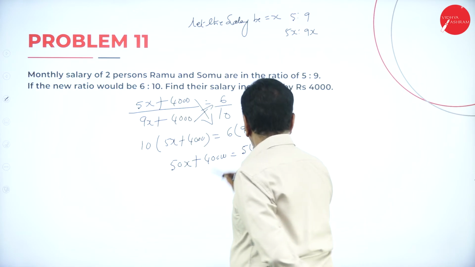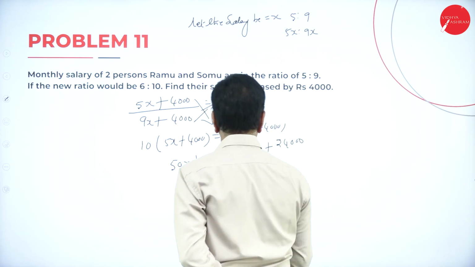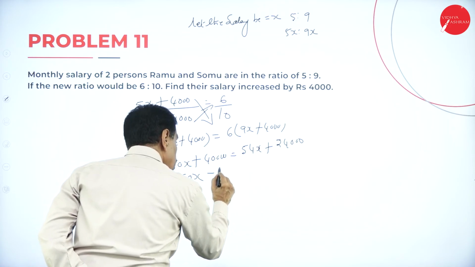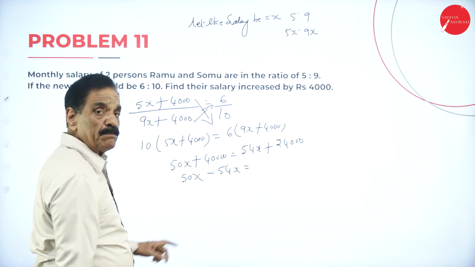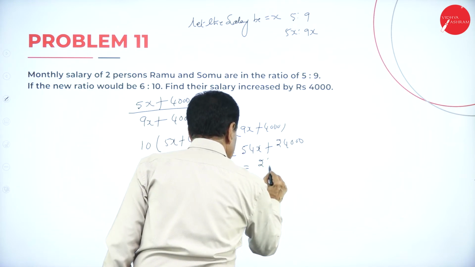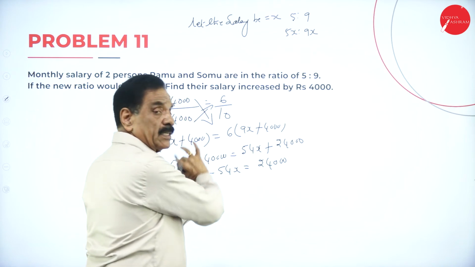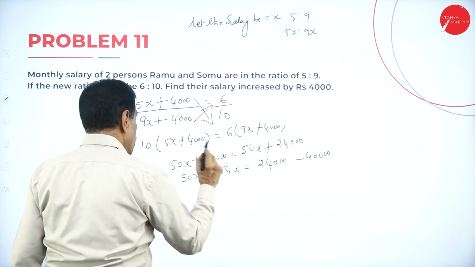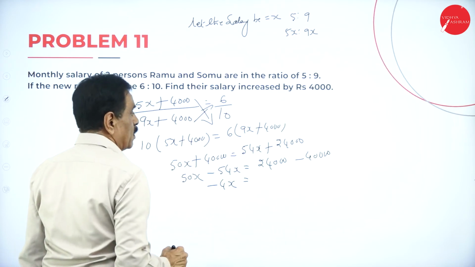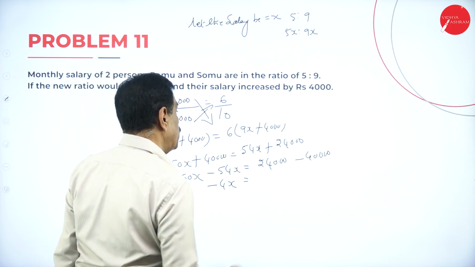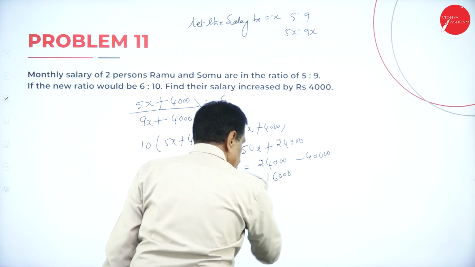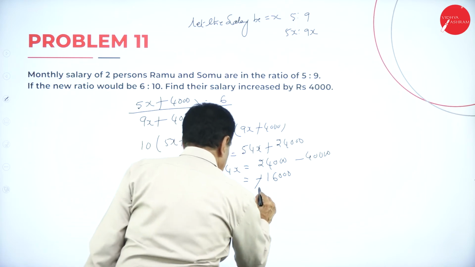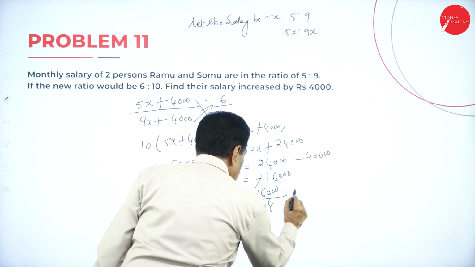Plus 4 into 6, 24,000. So you take 50x, if you take minus 54x, plus becomes minus, it is 24,000. If the 40,000 comes that side, minus 40,000. This is minus 4x. 40,000 minus 24 means minus 16,000. Cancel the minus minus. X is equal to 16,000 divided by 4, 4,000.